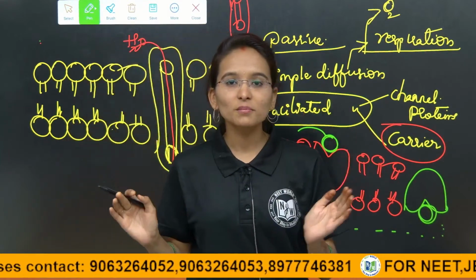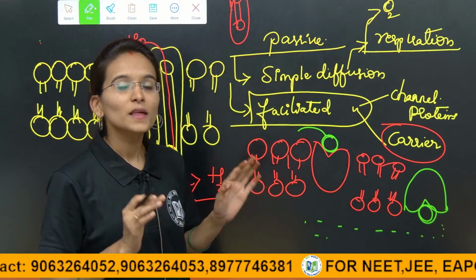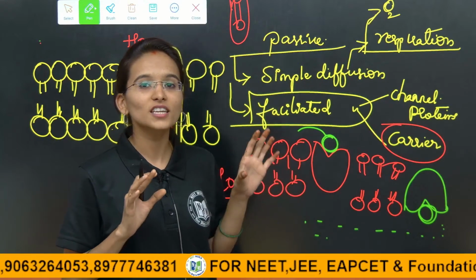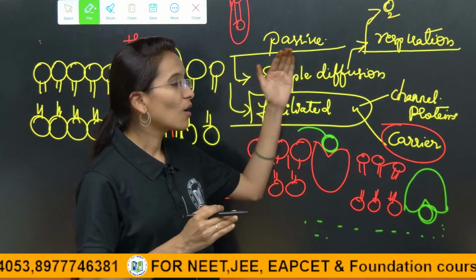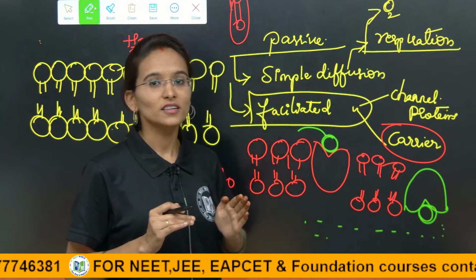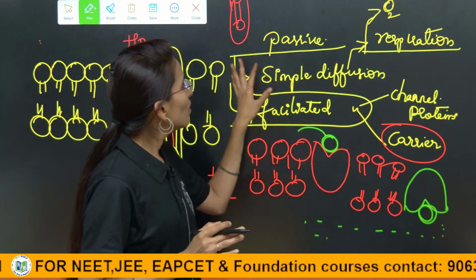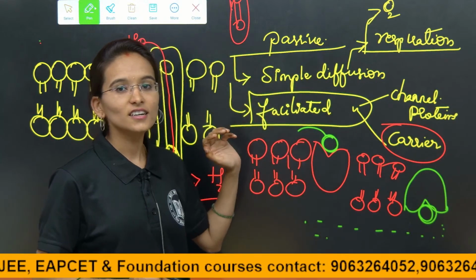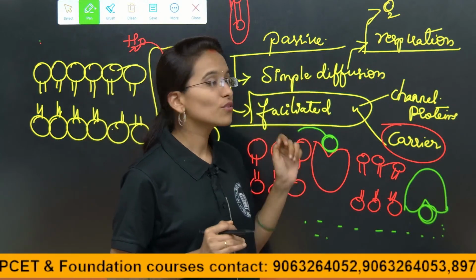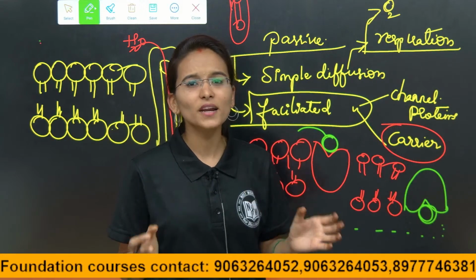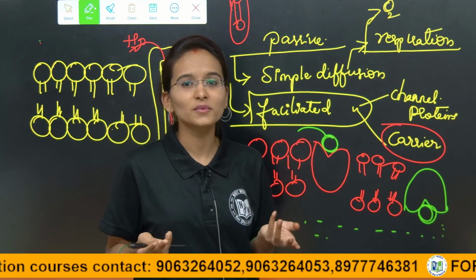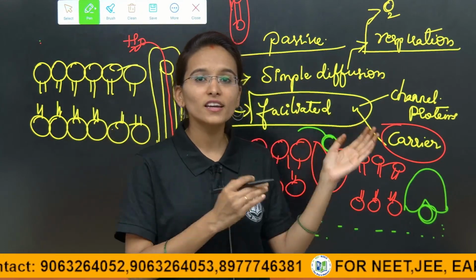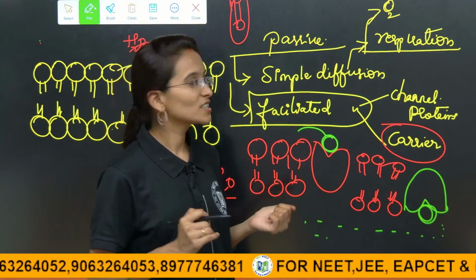Clear with the concept? Clear with the passive transport mechanism? In passive transport we need not supply any energy to transport solvents or solutes from the outer cell environment to the inner cell environment. That's the definition, right? So passive transport may be of two types, simple diffusion and facilitated diffusion. In simple diffusion, we didn't give any energy in the form of ATP. There is no ATP involved. Molecules just move from high concentration gradient to low concentration gradient.